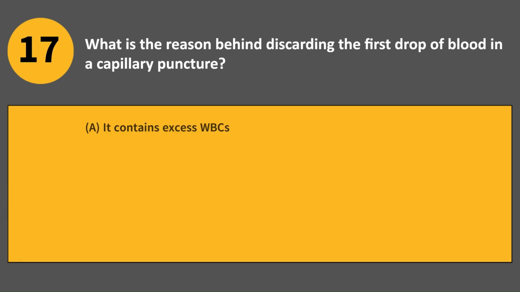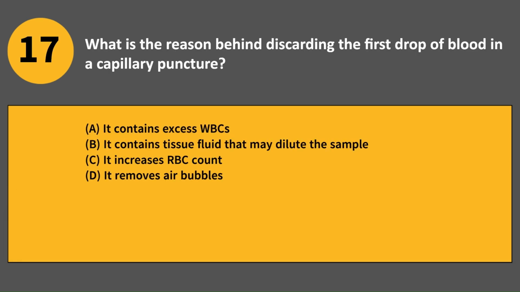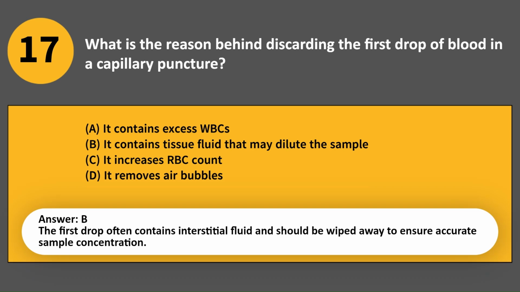What is the reason behind discarding the first drop of blood in a capillary puncture? A. It contains excess WBCs. B. It contains tissue fluid that may dilute the sample. C. It increases RBC count. D. It removes air bubbles. Answer B. The first drop often contains interstitial fluid and should be wiped away to ensure accurate sample concentration.